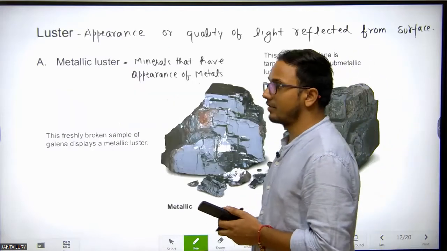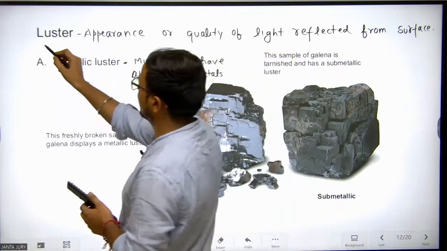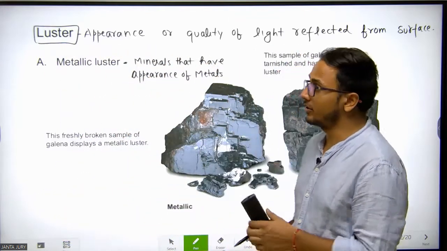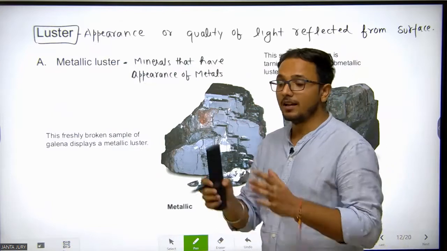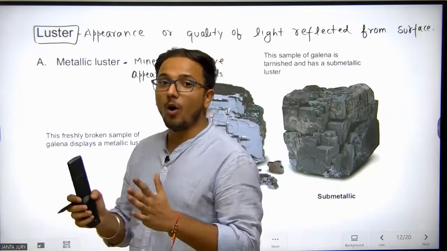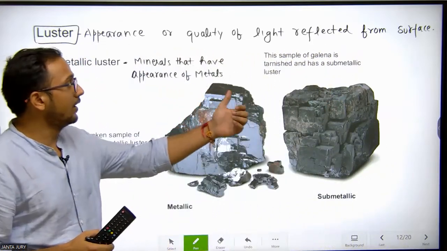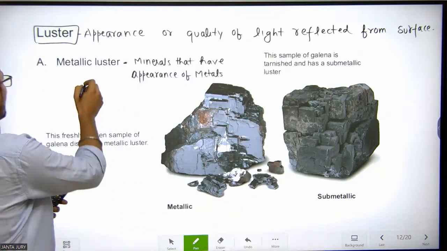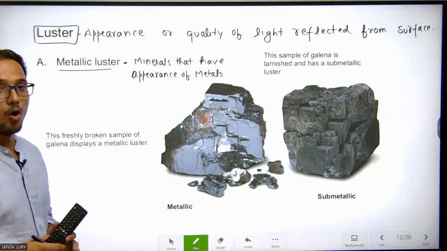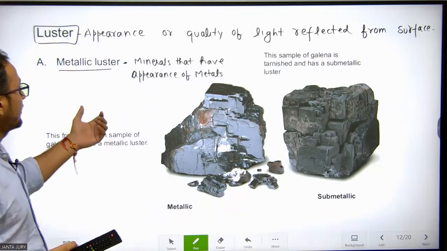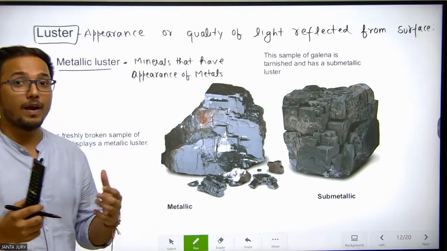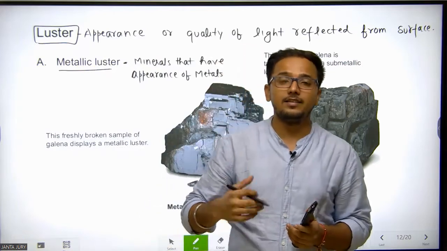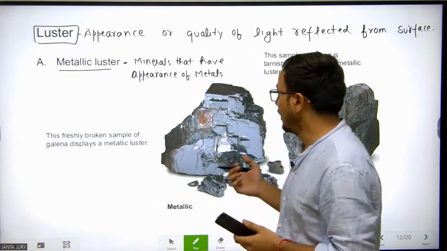Now look at luster. What is luster? Because this is a mineral property, we have to understand what luster is. Luster means the appearance or quality of light being reflected from the mineral surface. So if you look at metallic or non-metallic luster, metallic luster means minerals that have the appearance of metal, the distinct shining of metals.